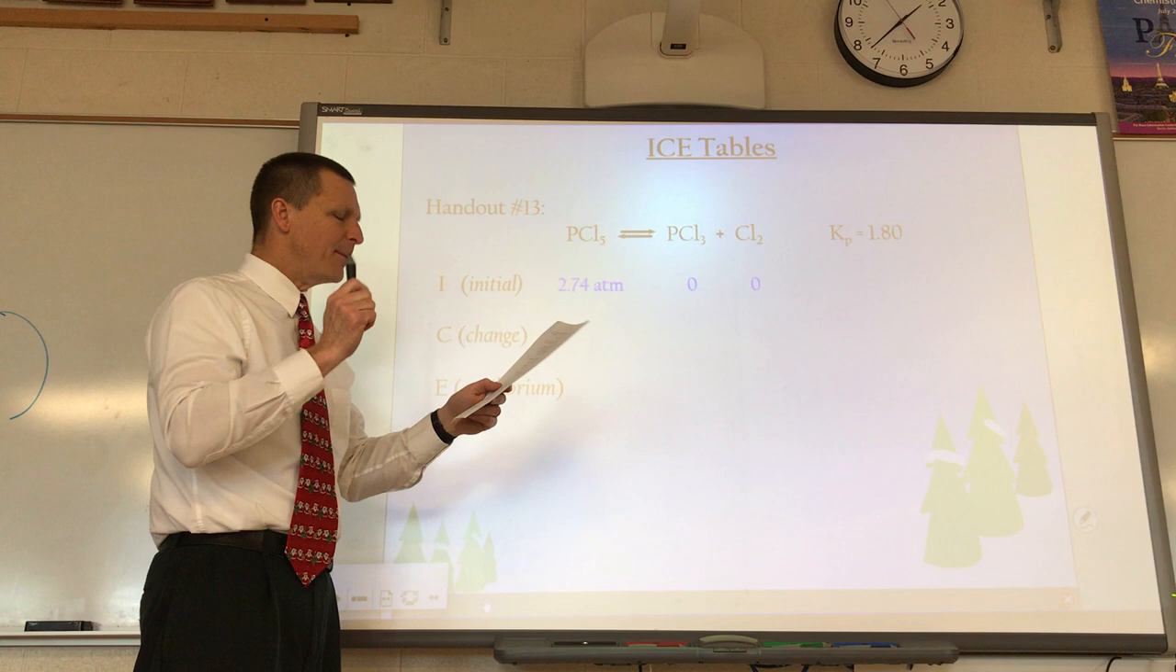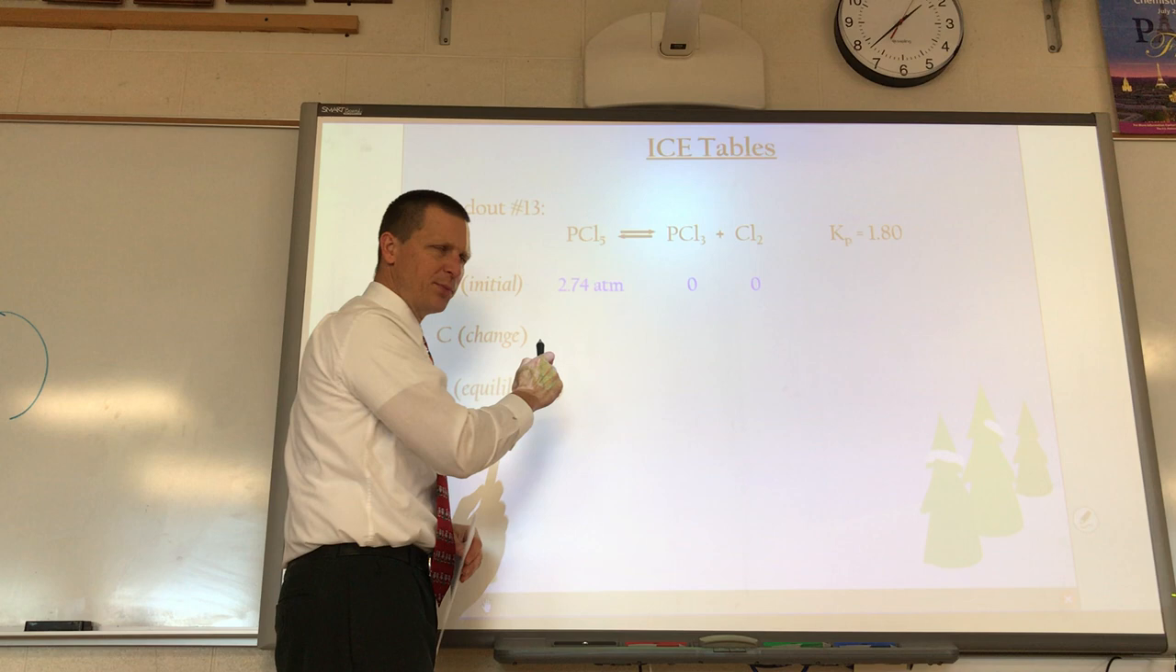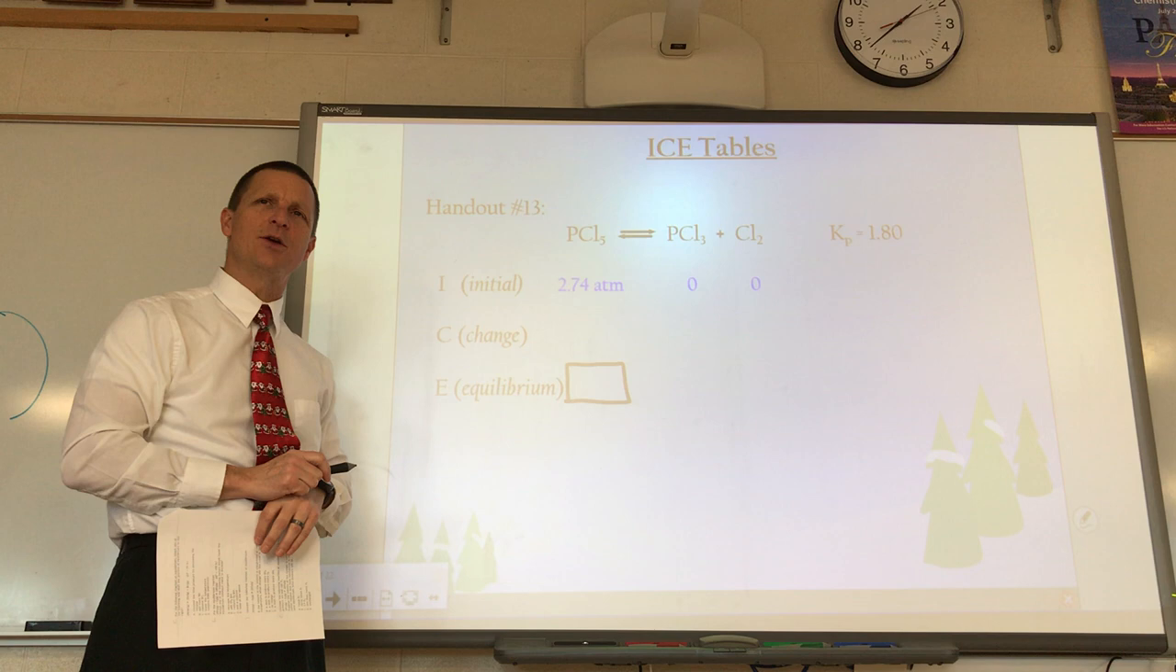But before we do that, notice what the question is asking for. What are we trying to find in this problem? Pressure. Of what? PCl5. We're given the initial pressure of PCl5. The question is, what is the pressure of PCl5 at equilibrium? When the reaction stops, what are we going to get for that? Okay.